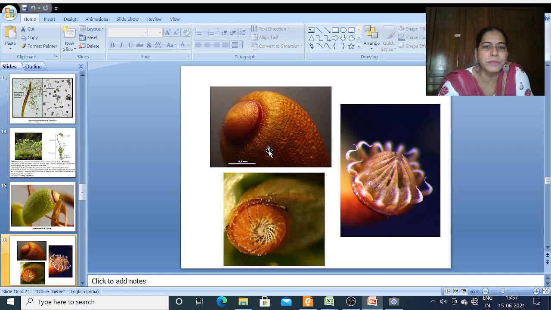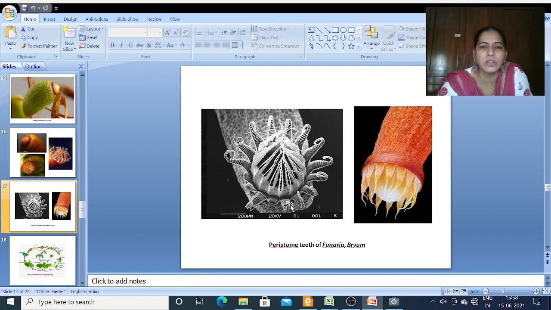This is a mature capsule, and it changes its color from green to red or brown. Here the operculum has fallen off, and these are the peristome teeth. In the case of Funaria, you have two rows of 16 peristome teeth each, so a total of 32 peristome teeth are present, and due to their hygroscopic movements, the spores are released. Here is another picture of the peristome teeth, in the case of Bryum.